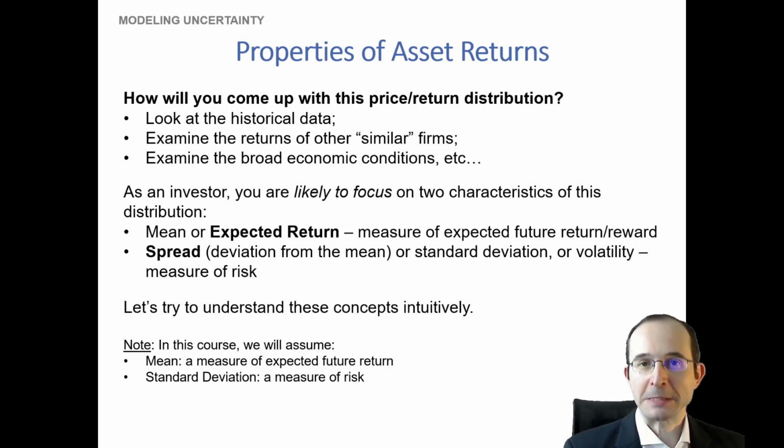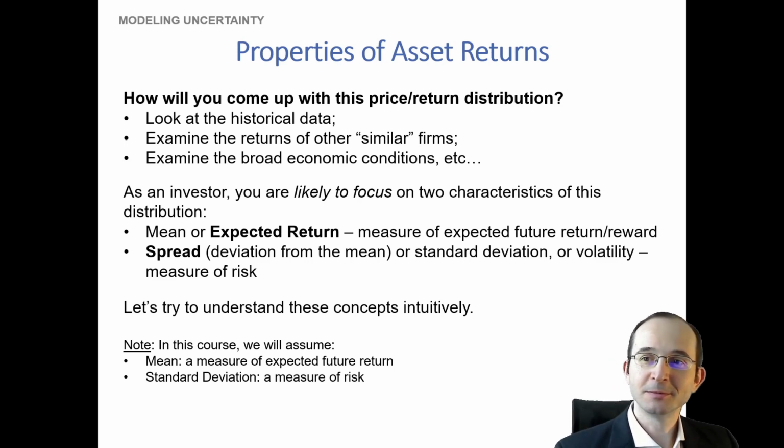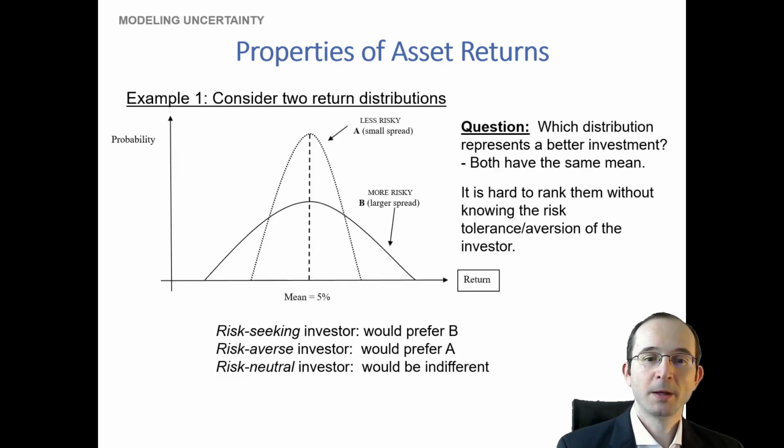And so for the purposes of this discussion, we'll say that the mean is a measure of the expected future return, and the standard deviation will be the measure of risk, and these will be the characteristics of the distribution of asset returns that we'll think of. So let's look at two examples of candidate return distributions.